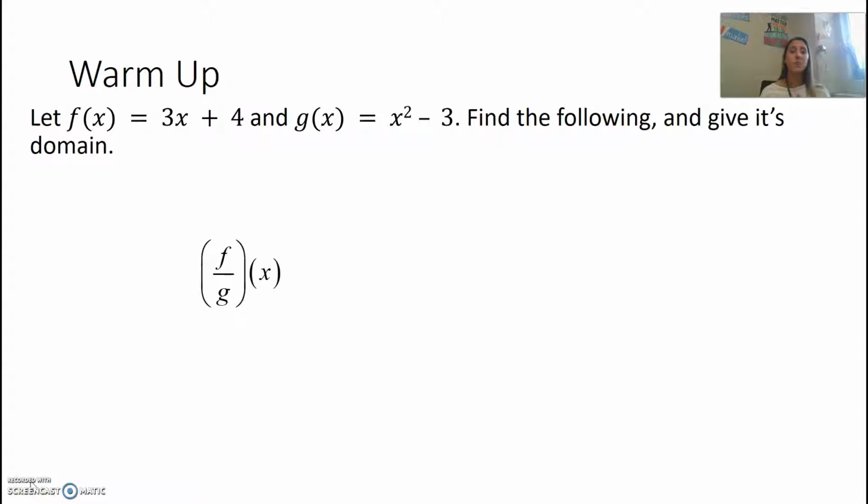Go ahead and start this warm up. This is something that you should be able to do. We will talk a little bit about the domain. So if that part's getting you stuck, go ahead and just find what f divided by g of x is, and then we will go over domain. So go ahead and hit pause.